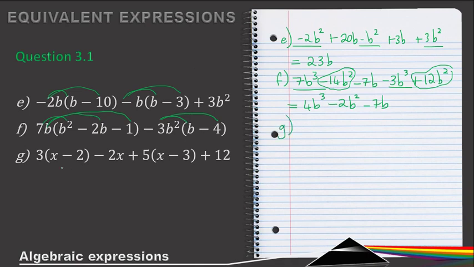And then finally for g, we multiply this out. This term is already just on its own. This 5 needs to go in, and that 12's there on its own. So this is then 3x minus 6 minus 2x plus 5x minus 15 plus 12. Okay, like terms. We've got x here, here, and here, and then the rest are constants. So 3x minus 2 is 1, and then plus 5 gives me 6x, and then minus 6 minus another 15, that gives me negative 21.